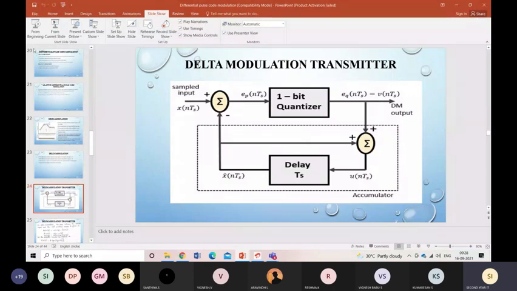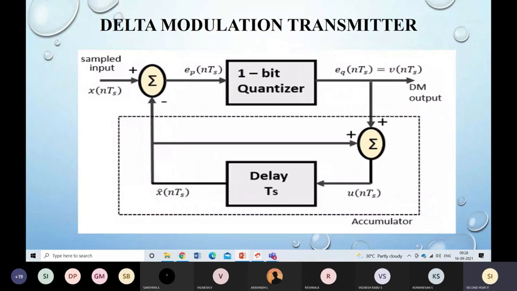So in DPCM, for each sample we transmit n number of bits. And there is a redundancy, because the signal won't vary much. So if you convert your samples into a binary sequence, you will get the same binary sequence. To overcome that, we are going for delta modulation. In delta modulation, you transmit only 1 bit per sample, whereas in DPCM we transmit n number of bits. So to reduce the number of bits and redundancy, we go for delta modulation.